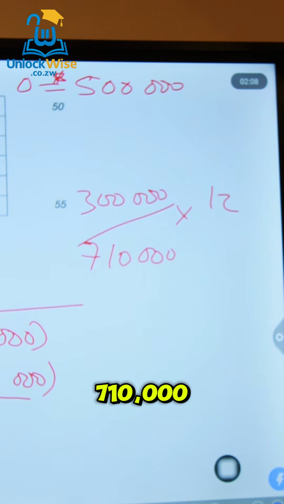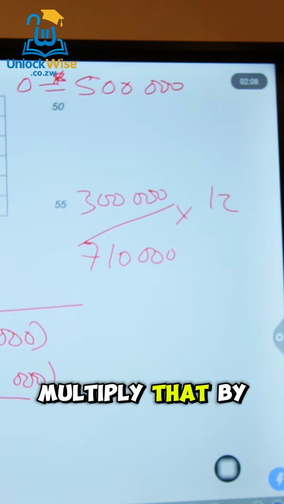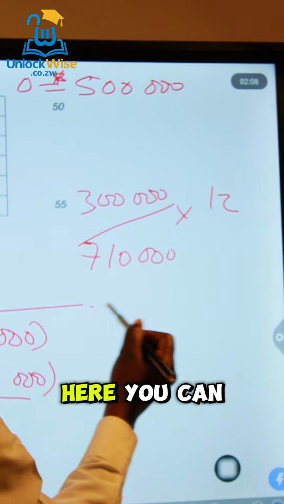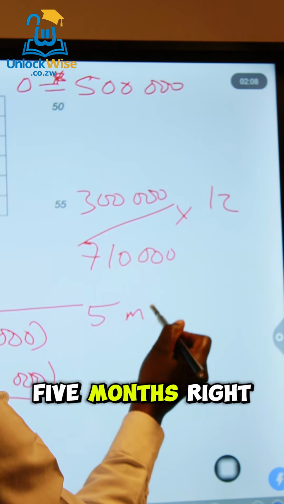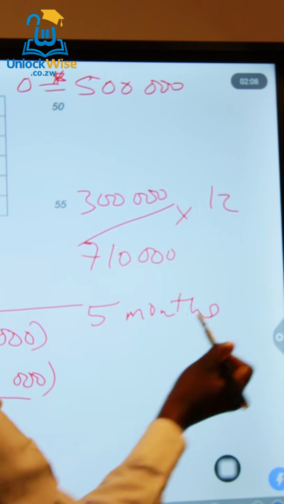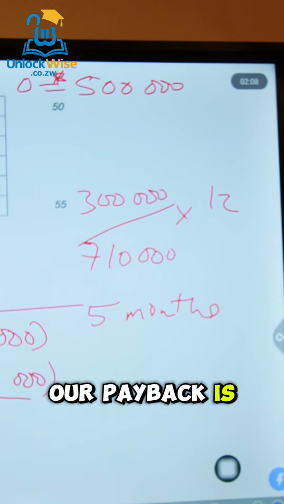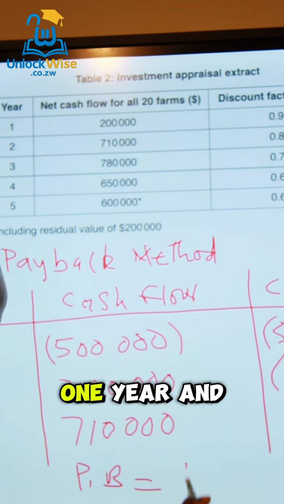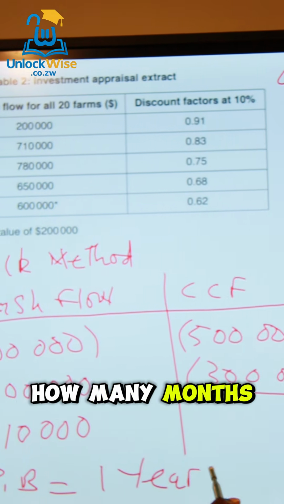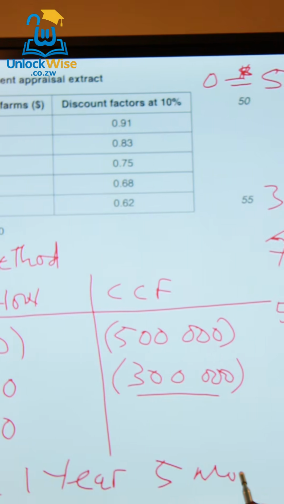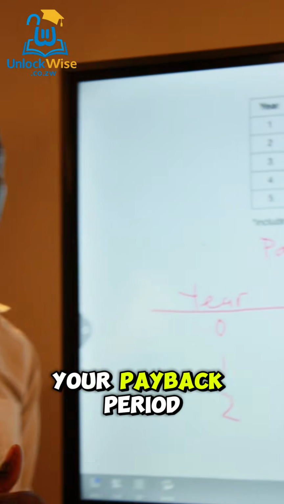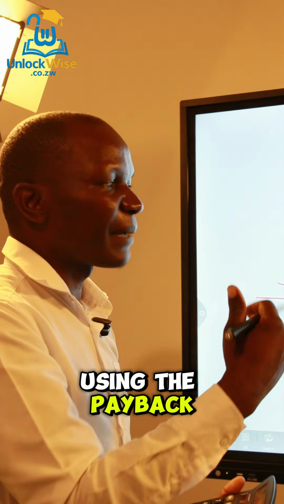So 300,000 divided by 710,000, and then you multiply that by 12 months. That is about 5 months. So our payback is therefore 1 year and 5 months. That is how you calculate your payback period using the payback method.